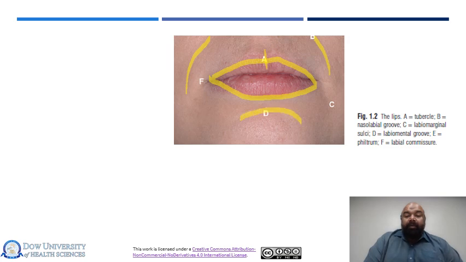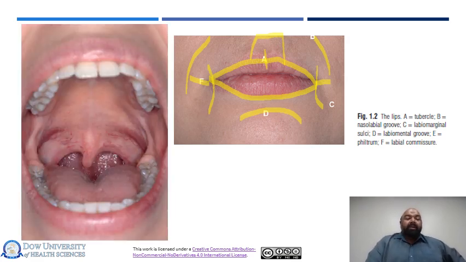This is the labiomental groove, and we have the labial commissure. By labial commissure, we mean the corner of the mouth. So these corners of the mouth are known as the labial commissures. Now, the area just above the upper lip and below the nose is known as the philtrum. And then we have the labio-marginal sulci. This area here is known as the labio-marginal sulci.